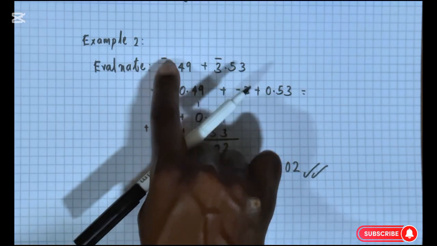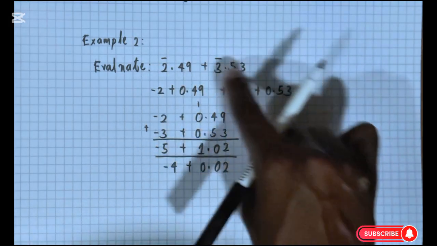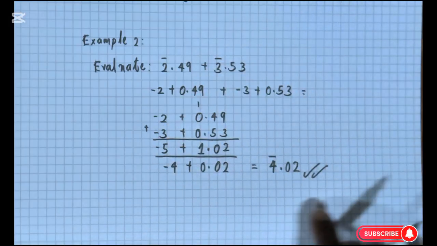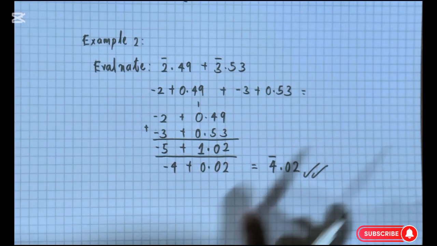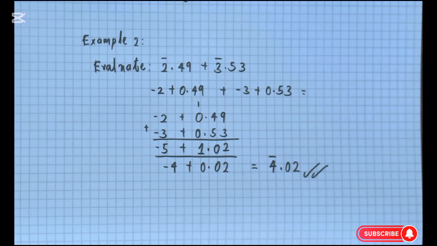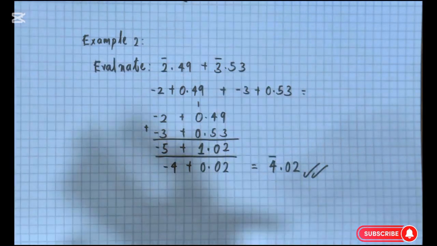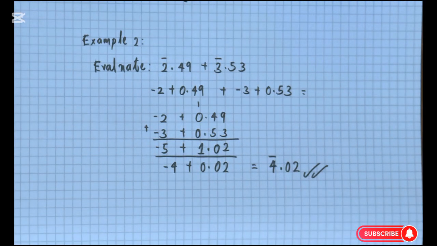So when you evaluate bar 2.49 plus bar 3.53, what you end up with is bar 4.02. So go through this example on your own and see which area you didn't understand, and you can write a comment in the comment section, and then I'll be able to reach back to you and see how you can be helped.